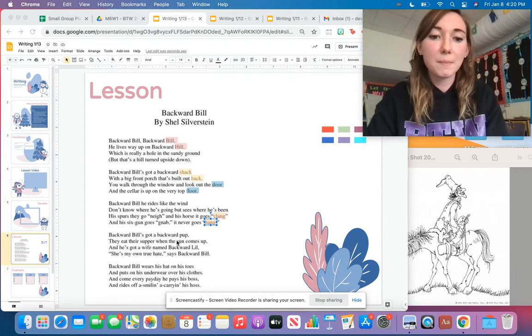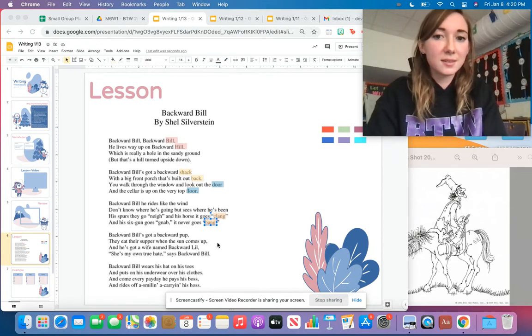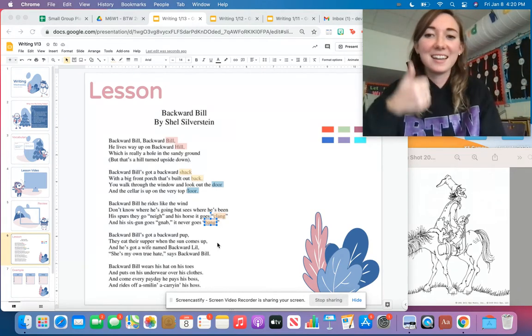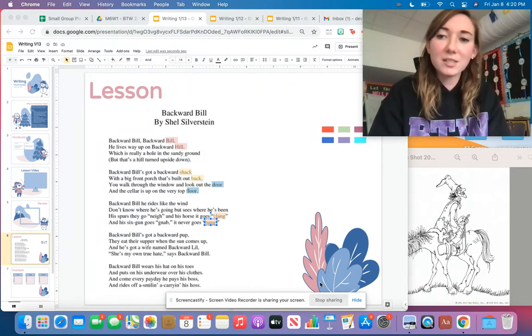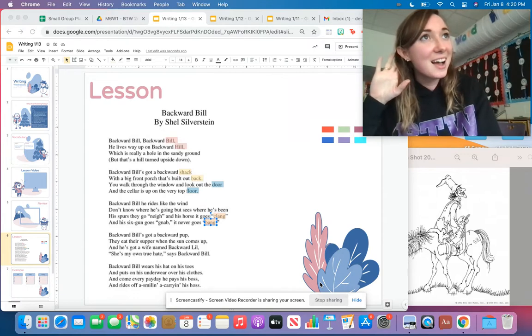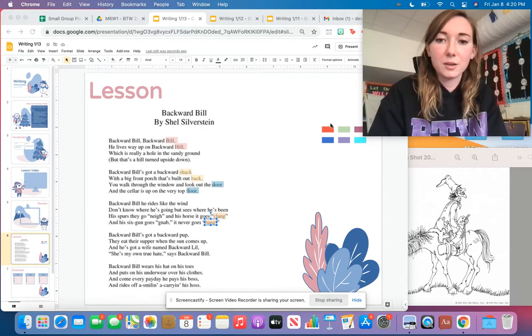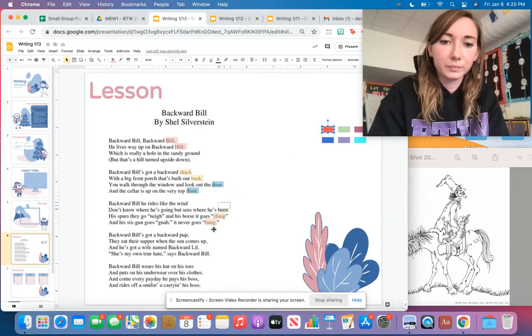They eat their supper when the sun comes up. Do y'all hear a rhyme in those two lines? Thumbs up, thumbs down. Thumbs up. And what two words rhyme there, everyone? We have pup and up right there. So we're going to highlight those two.